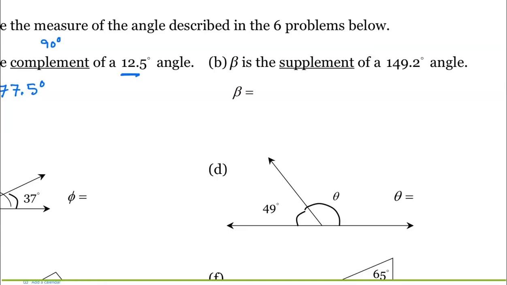Beta, on the other hand, has to be a supplement. That's 180. So if I say 180 minus 149.2, I am going to get 30.8.